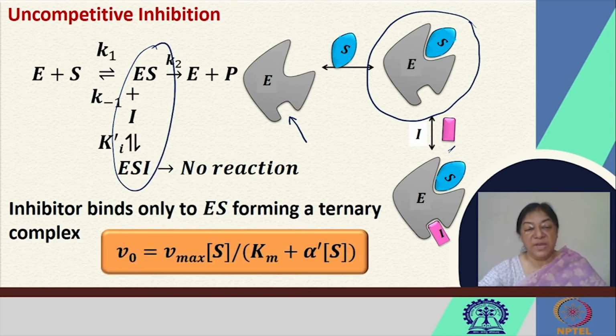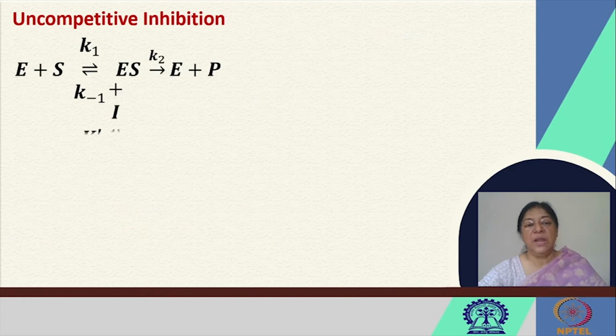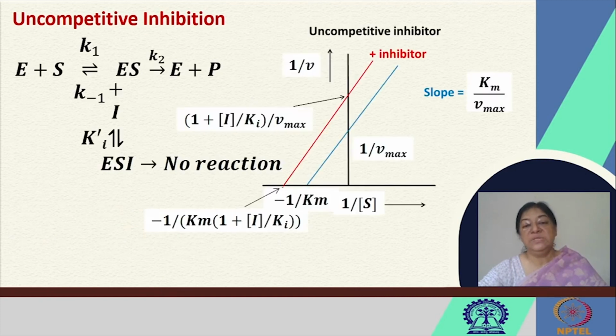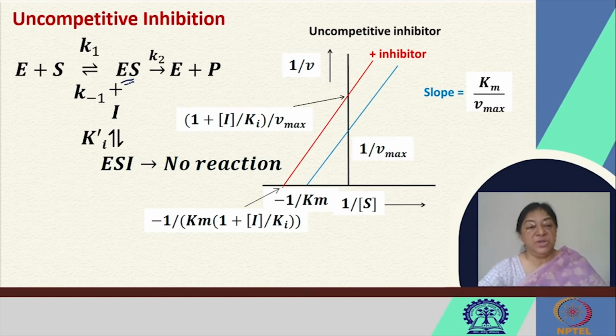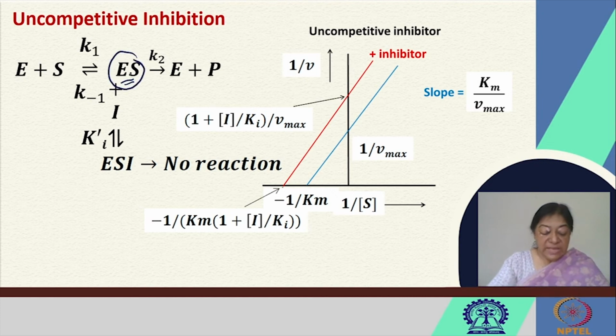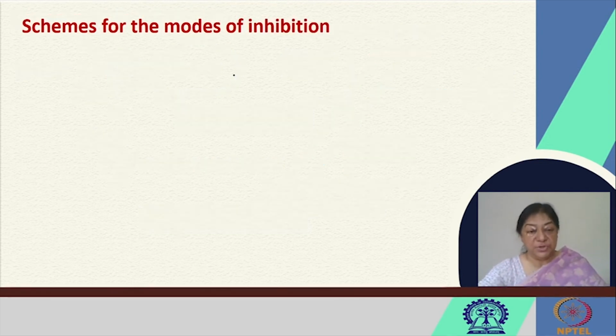We have the modified equation for the Michaelis-Menten kinetics. And when we look at our Lineweaver-Burk plot, we will see that we have parallel lines in the case of uncompetitive inhibitors, because the inhibitor binds only to the enzyme substrate complex. But we realize that if the enzyme substrate complex has an inhibitor bound to it, we cannot have our desired product formation.